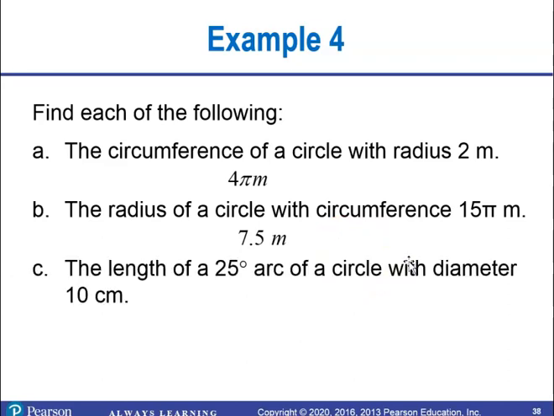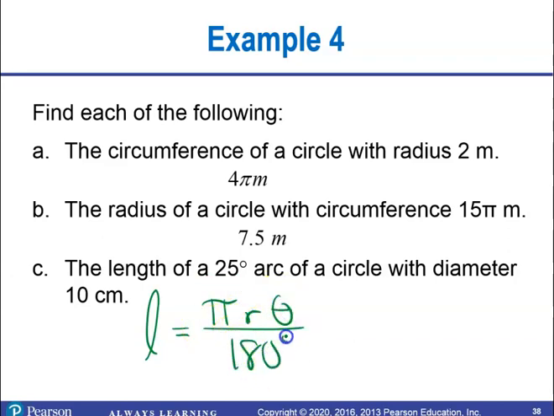Okay, here's part C. That's worth trying on your own as well, although this is an arc length problem. You remember the formula for arc length? So the formula for arc length, they called it L. I've seen books call it S, and in trigonometry class we call it S. But the arc length L is pi r theta divided by 180 degrees, okay? Theta is also in degrees.